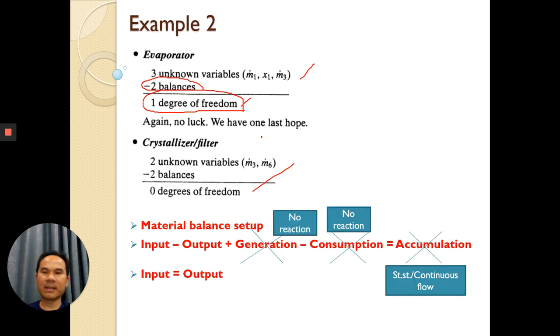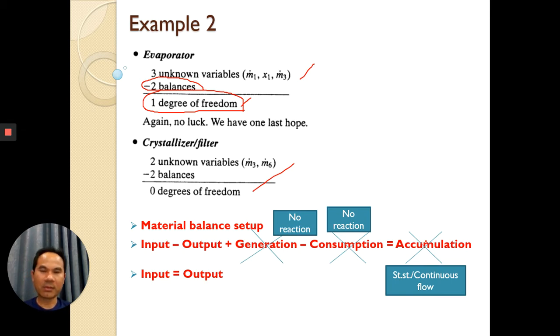Okay, the first step, we go to the balance equation. The general form is input minus output plus generation minus consumption equals accumulation. For this case, there is no reaction, so no generation, no consumption, and no accumulation because it flows in and flows out continuously.